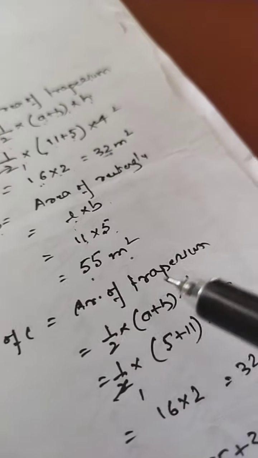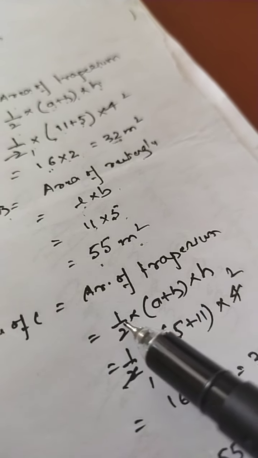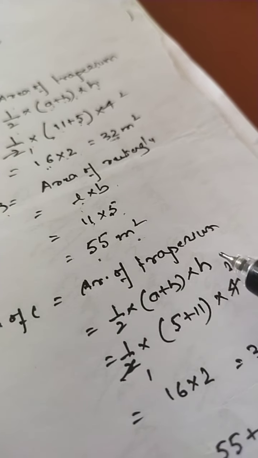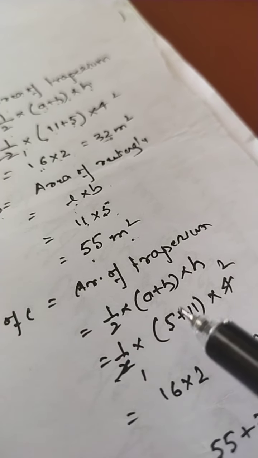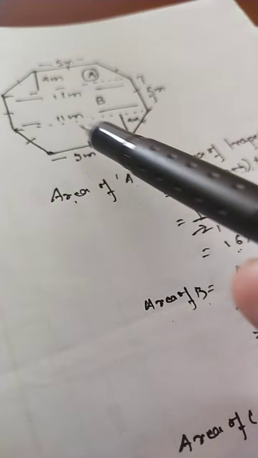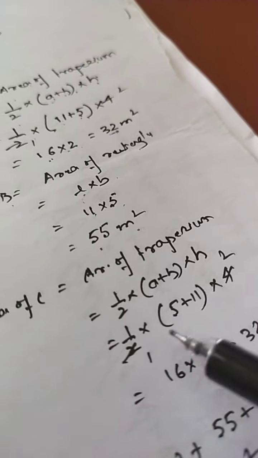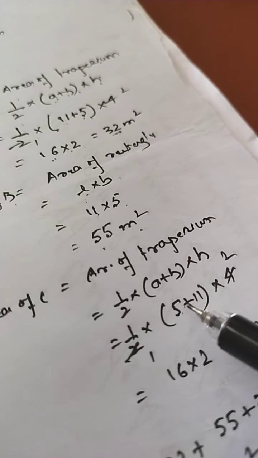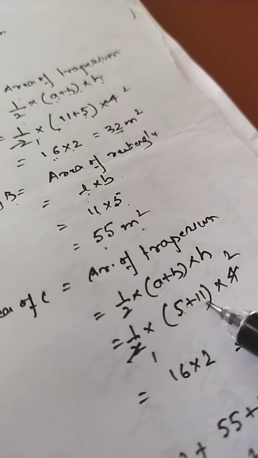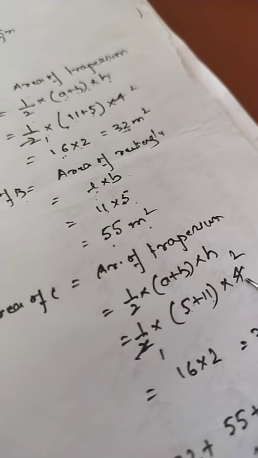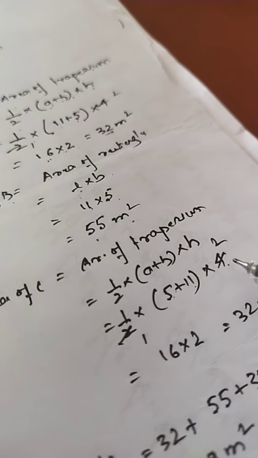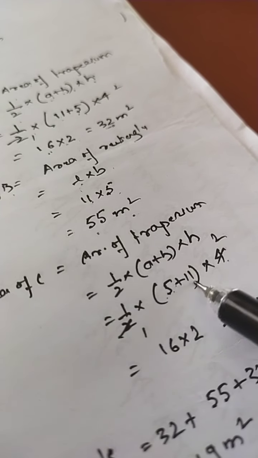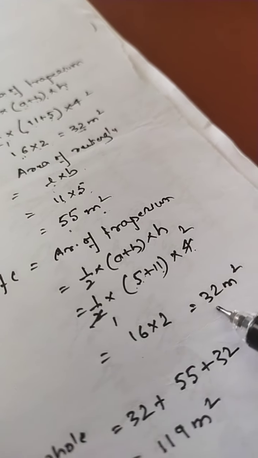So area of C is again area of trapezium. Now we'll write the formula: half into A plus B into height. Now half into, I have considered this side as A and this side as B this time. So in place of A, I have written 5, in place of B I have written 11, and H is height. So I have reduced this, 2 ones are 2 and 2 twos are 4. So 5 plus 11 is 16, 16 into 2 is, again I am getting the same answer, 32 meters square.